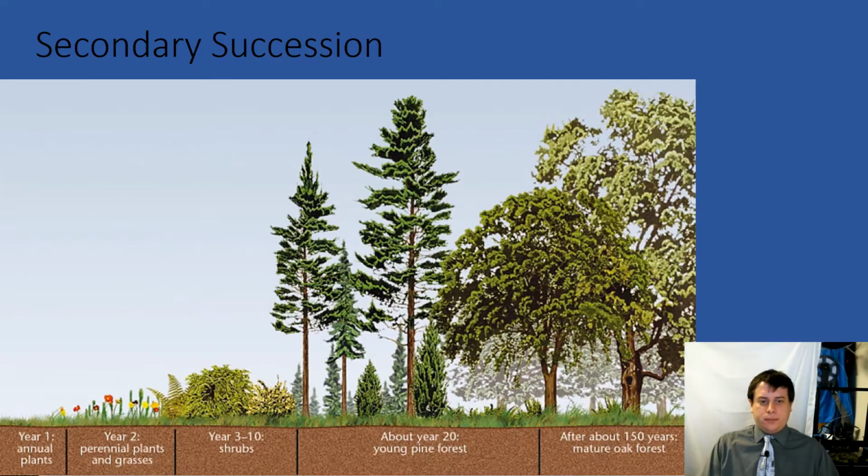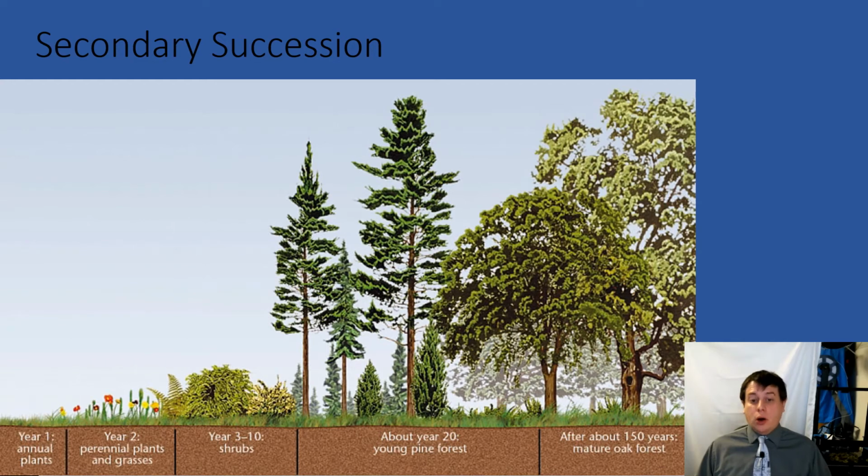All right, so summing up secondary succession, take a look at this, all right? This is actually a graph that'll show you how this happens. So you'll start off with, first, some annual plants, some wildflowers, things like that. After a year or two, you get perennial plants, and those are plants that stick around for multiple years. They'll continue to bloom. After 3 to 10 years, you'll get some reasonable sized shrubs, ferns, things like that. And then over 20 years or so, you get a young pine forest. And then after about 100 to 150 years, you will have a mature forest.